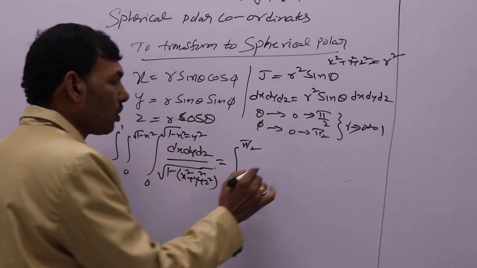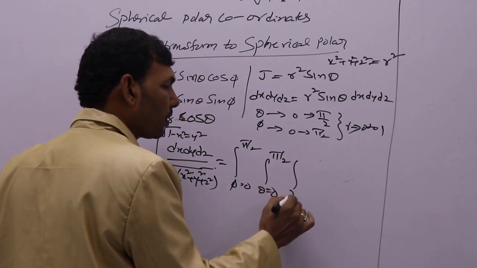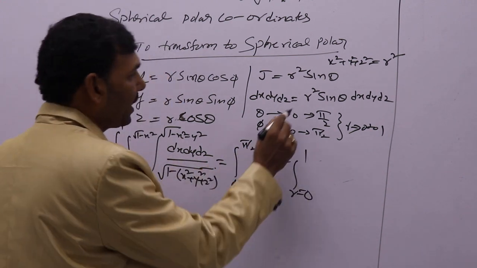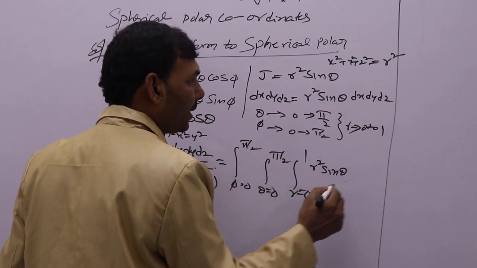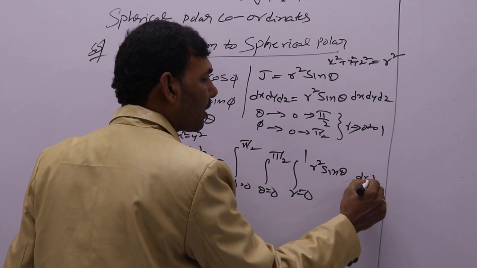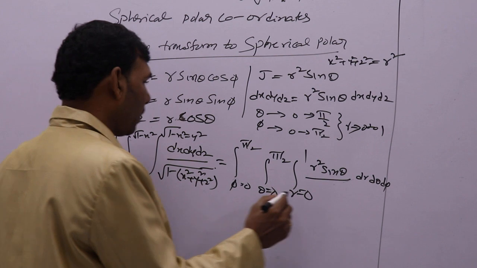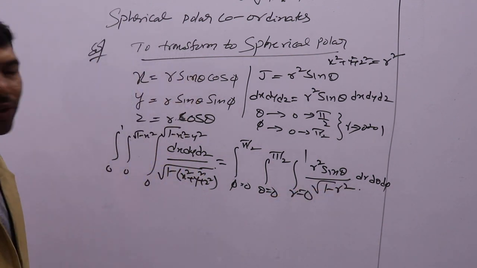Phi equal to 0 to pi by 2, theta equal to 0 to pi by 2, r equal to 0 to 1. dx dy dz, you can write this as r square sin theta dr d theta d phi by root of 1 minus r square. First I am going to integrate with respect to r.